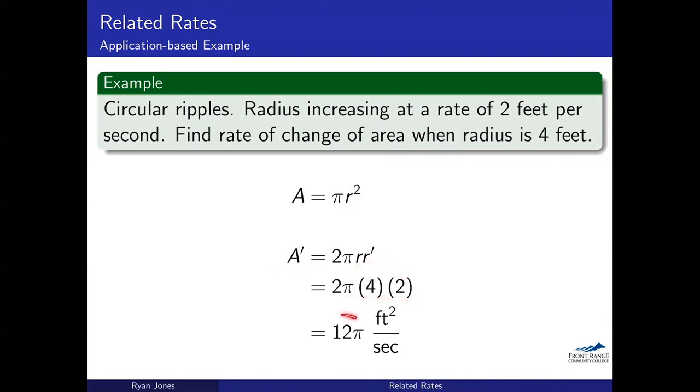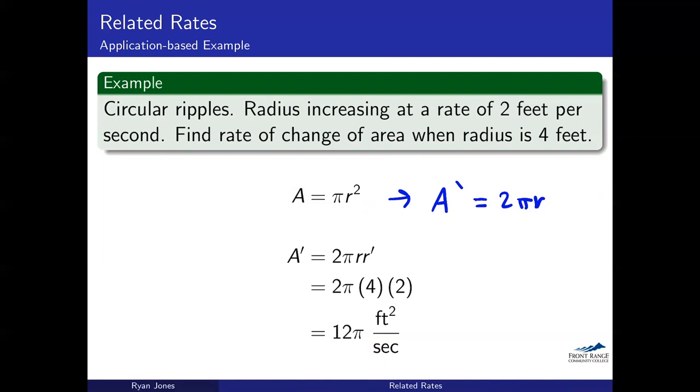I plug them in and I get 12 pi as my answer. And that's really it. This equation is almost too easy to take a derivative of. It's very easy for students to do this. They just say, oh, A prime, it's just 2 pi r, take a derivative. But you've got to remember, r is not what we're taking the derivative with respect to. We're taking a derivative with respect to time.